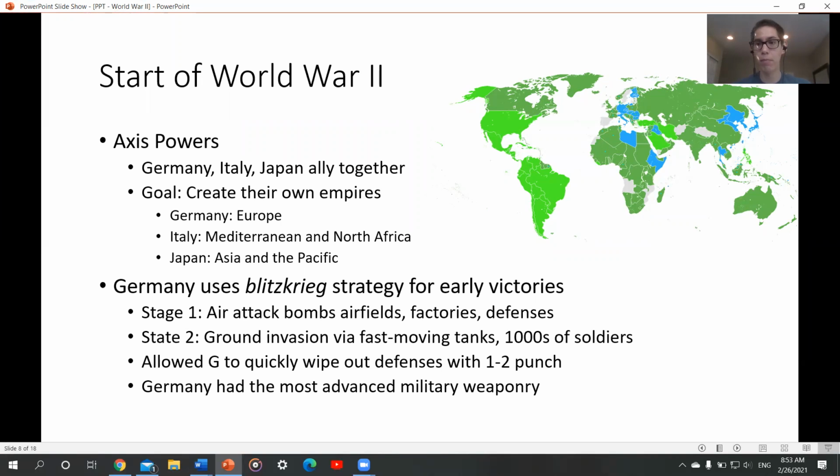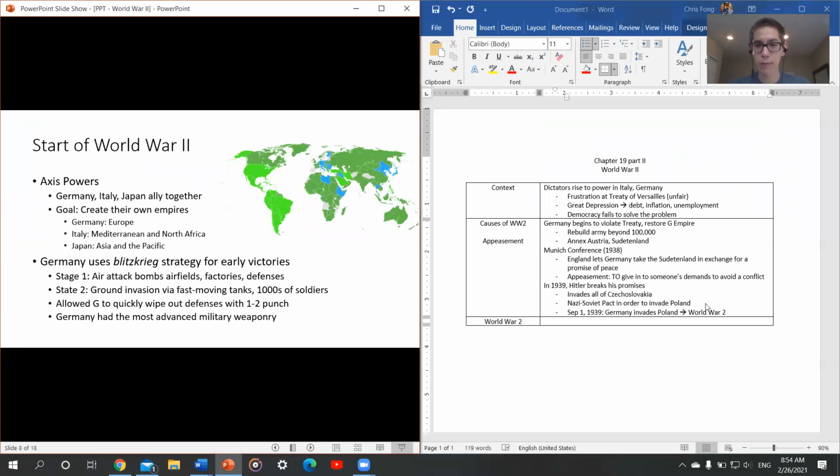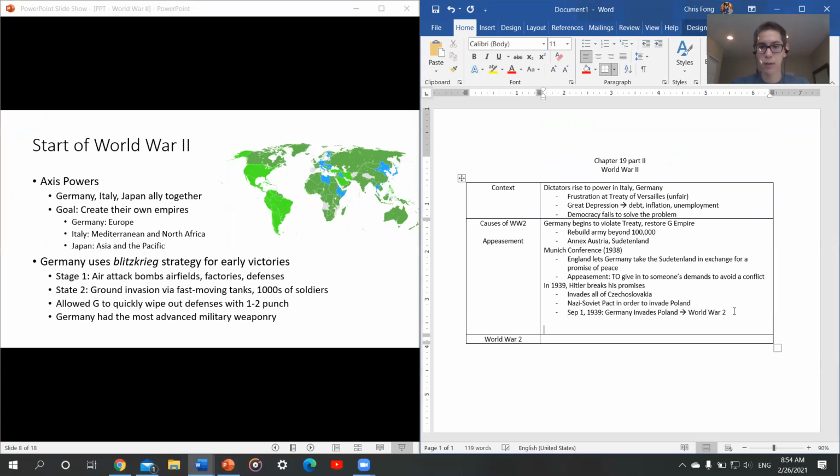They all wanted to create an empire. Japan wanted to create an empire in the Pacific. Italy wanted to create a Mediterranean empire in North Africa and the Mediterranean. And Germany wants to create that European empire. So let's put in here the Axis powers, which is Germany, Italy, Japan, and each of them has their own goal to create a worldwide empire, or at least in their region.